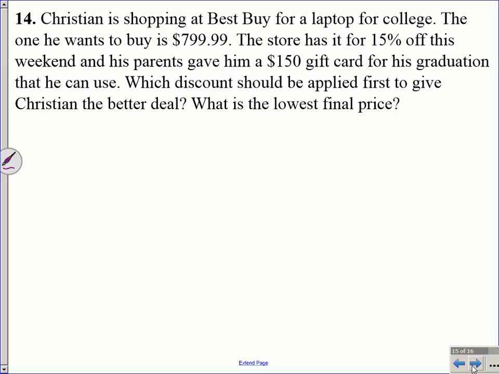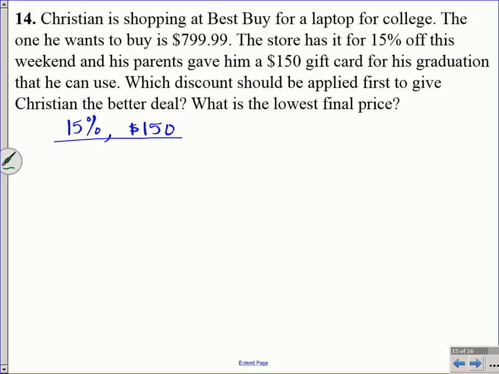So hopefully you remember doing this problem. This is a justification type problem, so we do need to show all of our work. And so what we're trying to do is figure out, would it be better to take the 15% off first and then the $150 gift card?